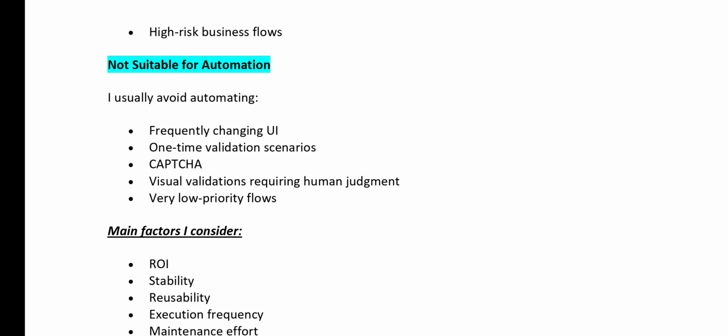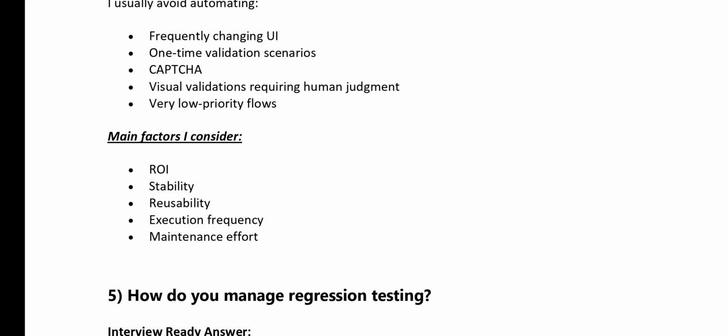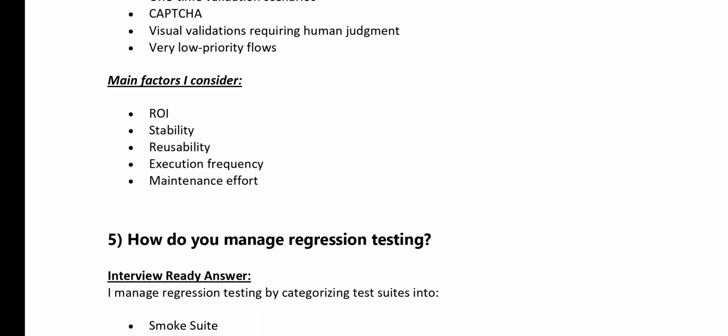Okay, and these are the test cases which are not suitable for automation, where we avoid automating functionalities like frequently changing UI, one-time validation scenarios, captcha, visual validations requiring human judgment, very low priority flows. Okay, and the main factors I consider are ROI, stability, reusability, execution frequency, maintenance effort.